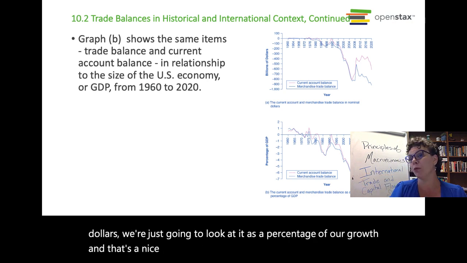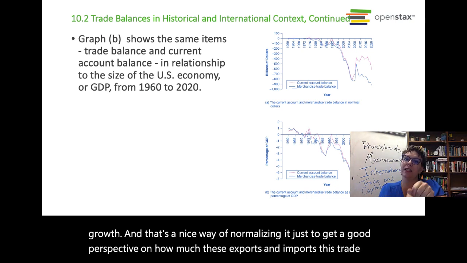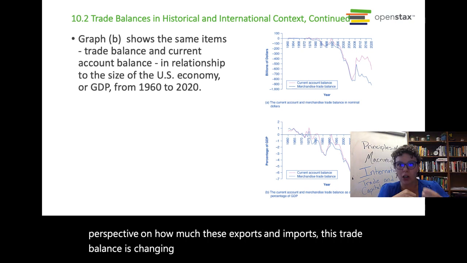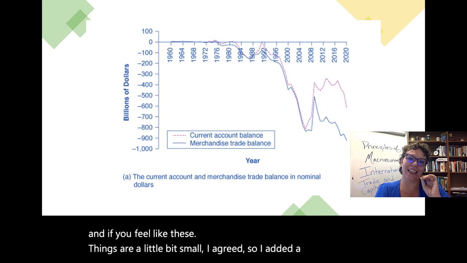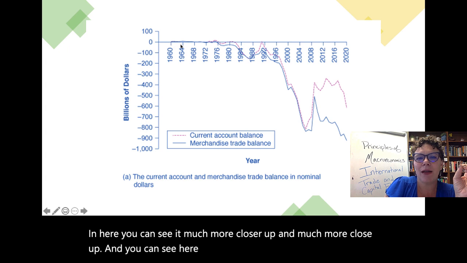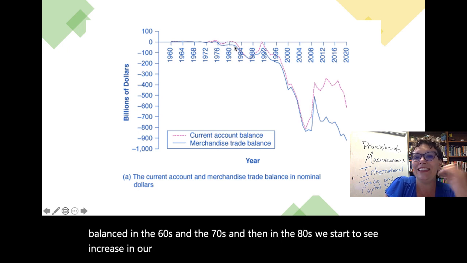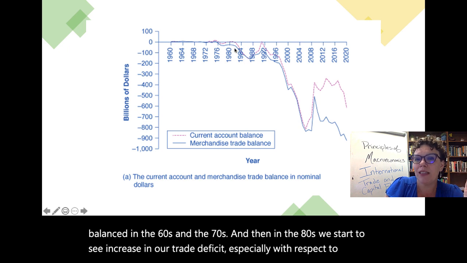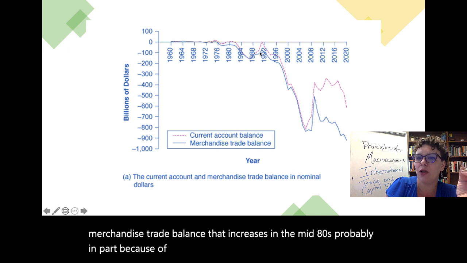And that's a nice way of normalizing it, just to get a good perspective on how much these exports and imports, this trade balance, is changing relative to our overall economic growth. And if you feel like these charts are a little bit small, I agree. So I added a couple of slides in here. Here you can see it much more close up. And you can see here the trade balance is actually pretty balanced in the 60s and the 70s. And then in the 80s, we start to see an increase in our trade deficit, especially with respect to merchandise trade balance. That increases in the mid-80s, probably in part because of fluctuating oil prices.